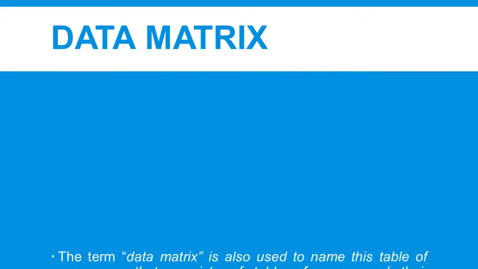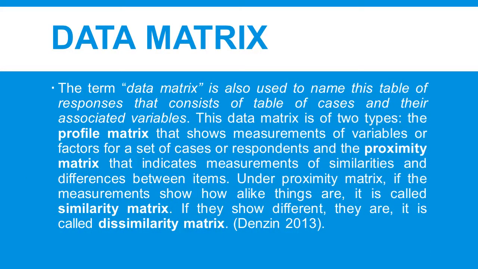Next, what is a data matrix? The term data matrix is also used to name this table of responses that consists of a table of cases and their associated variables. This data matrix is of two types. First, the profile matrix that shows measurement of variables or factors for a set of cases or respondents, and the proximity matrix that indicates measurements of similarities and differences between items.